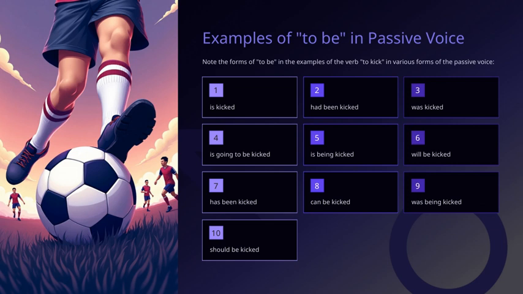Modal verbs come into play with can be kicked and should be kicked, indicating possibility or recommendation. The perfect continuous aspect appears with has been kicked and was being kicked, highlighting the ongoing nature of the action at specific times. All these variations are crucial because they show how flexible and nuanced the passive voice can be in English. Understanding these forms helps us better grasp the overall theme of tense, aspect, and voice, which is essential for mastering communication in different contexts.